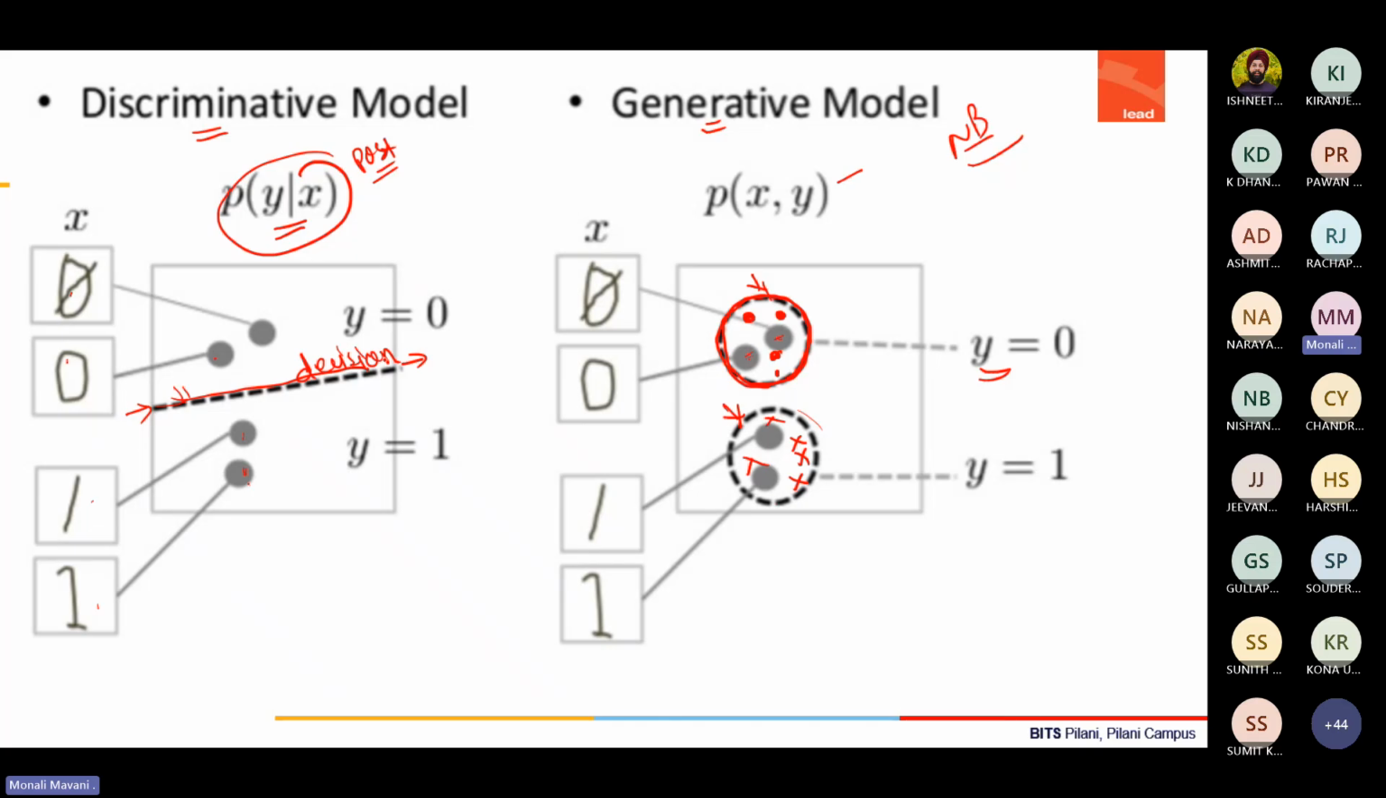This is actually not a decision boundary. We don't call it a decision boundary. You may interpret it as a decision boundary, that's a different case. So this we call a data distribution, a class probability distribution for y equal to 0 and y equal to 1.